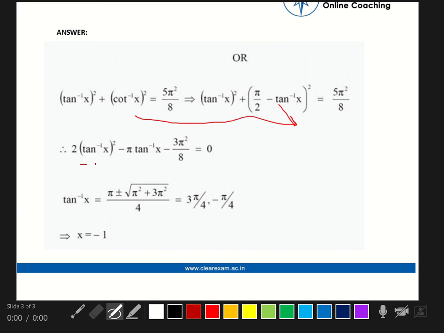This is a quadratic equation in tan⁻¹x, and by solving with the quadratic formula, you will get tan⁻¹x equals 3π/4 or minus π/4. By putting these values in x, you will get the solution x equals minus 1.